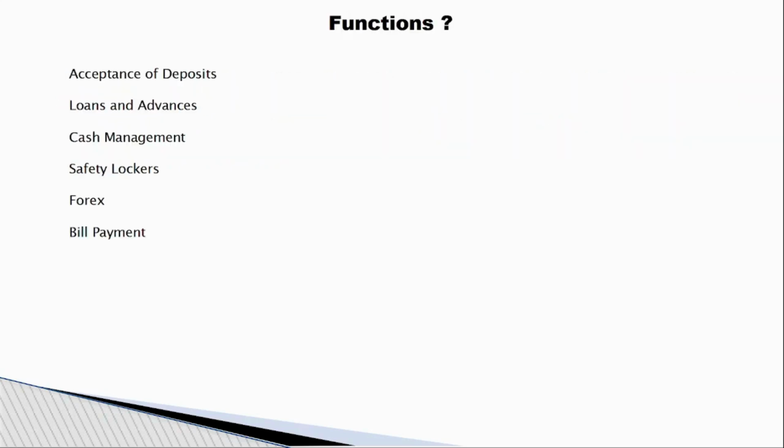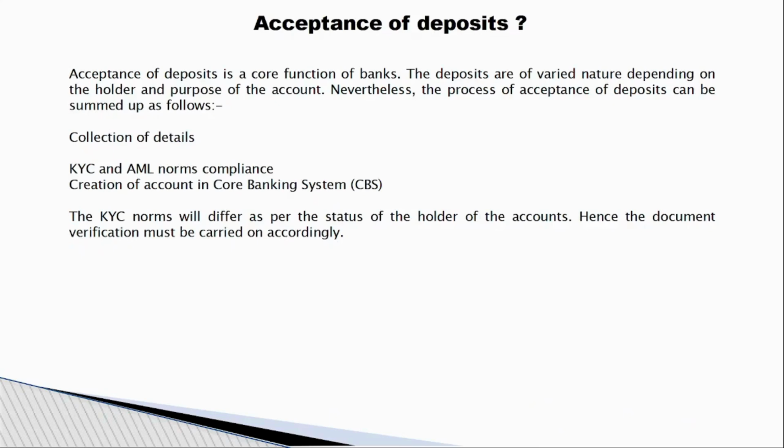So, what are the important functions of a bank that will normally be audited? Deposits, loans, cash management, safety lockers, forex, foreign exchange currency, bill payments will be verified by the auditors. For deposits, whether KYC documents are collected from the customer, all the documents are verified, and whether AML, anti-money laundering norms are completed, all these things will be verified, and whether the bank has given the correct rate of interest for the period and amount.